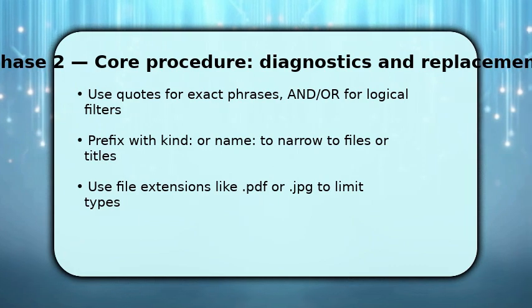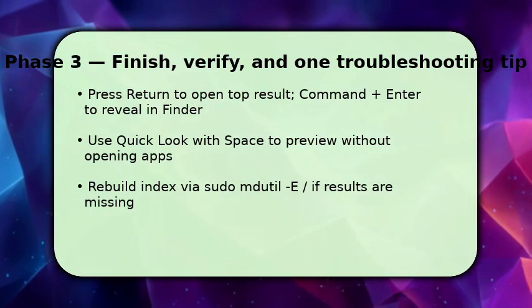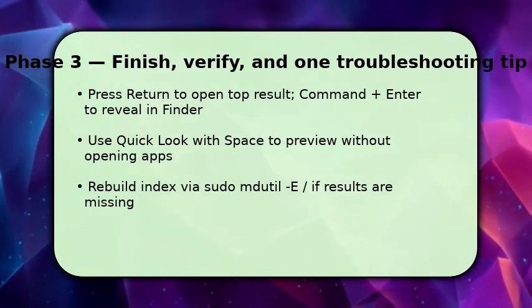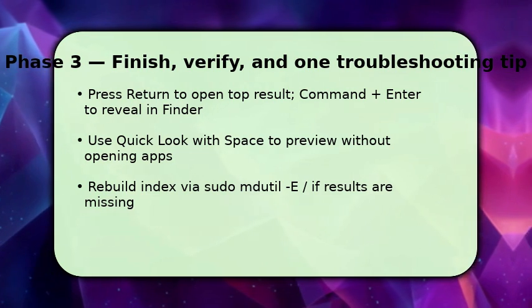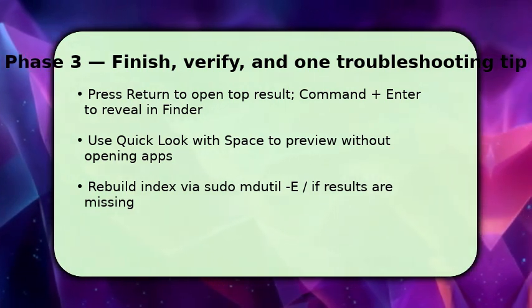To complete a search, press Return to open the top result or use Command plus Enter to reveal the file in Finder. This helps when you need the file path. You can preview items with space, perfect for quick checks without launching apps.